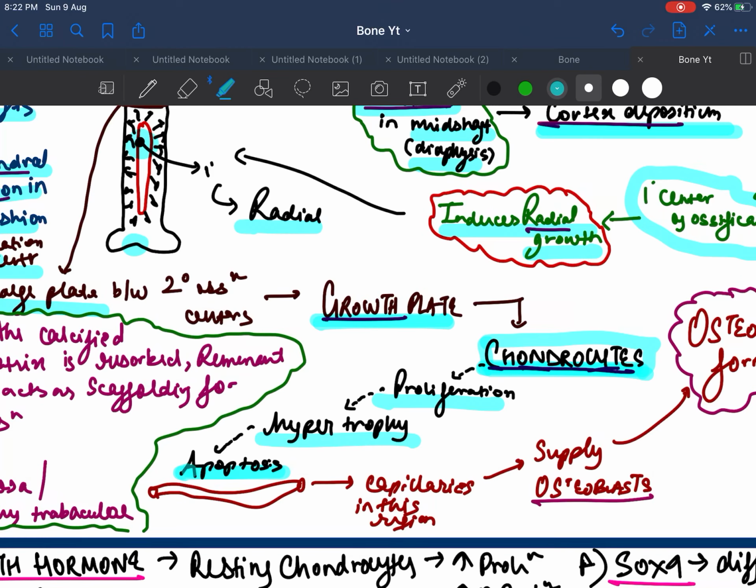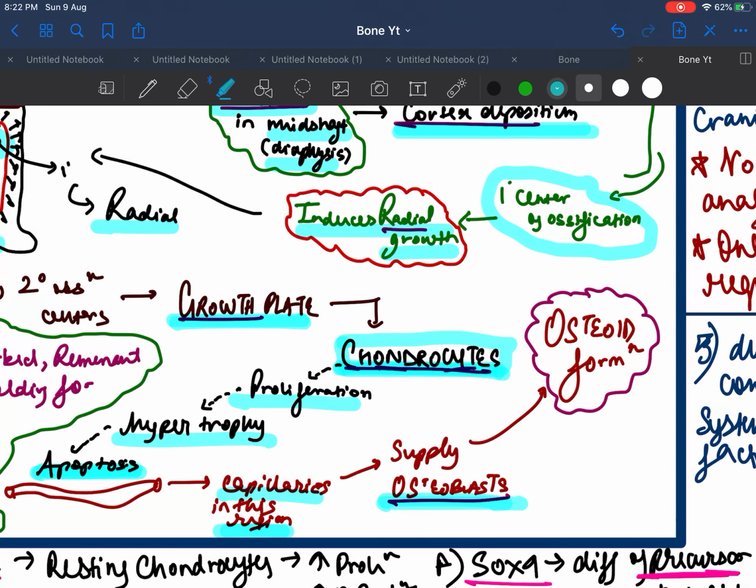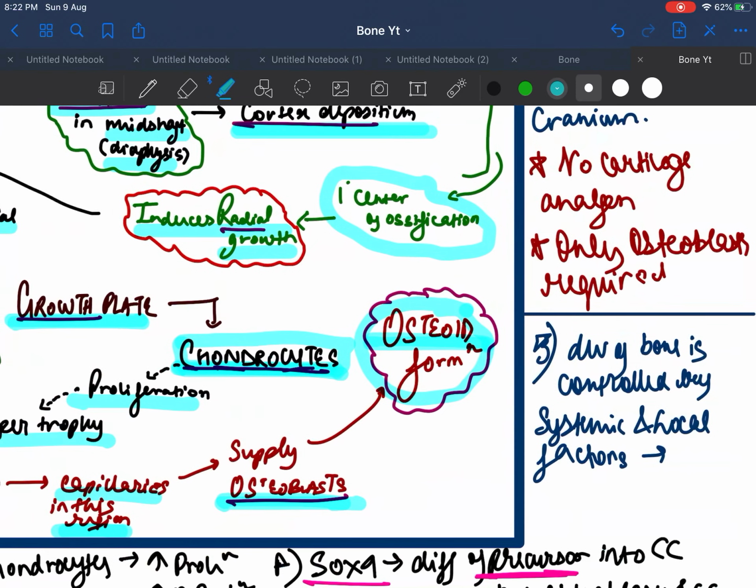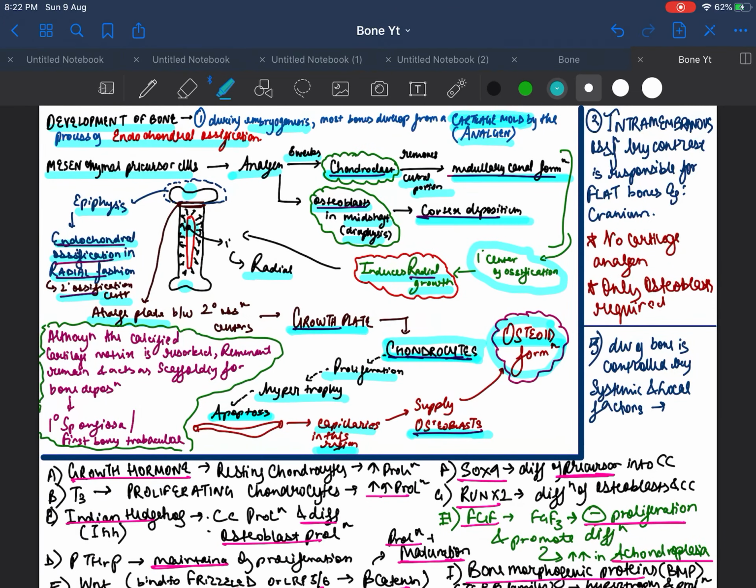At the region of apoptosis, there will be capillary formation, which will supply the osteoblasts. So these capillaries will be formed in the region where apoptosis of chondrocytes is taking place after proliferation and hypertrophy, and these will provide nutrients to the osteoblasts, and it will lead to the formation of the osteoid. The osteoid, which consists of what we have learned before, that is collagen type 1, thrombospondin, fibronectin, etc., IL-1, IL-6, is all formed by the osteoblast. So this is regarding the development of the bone.